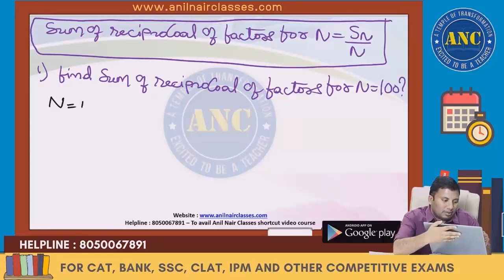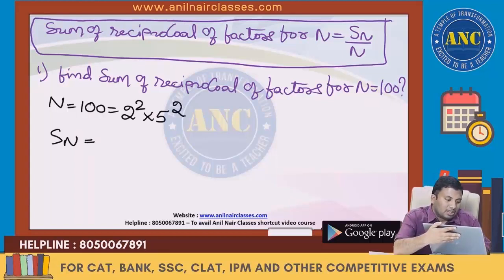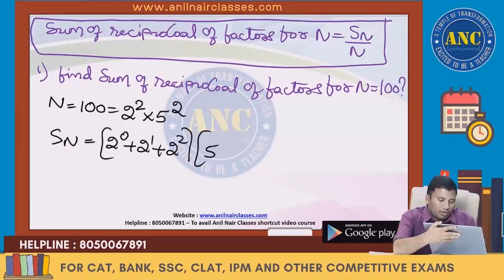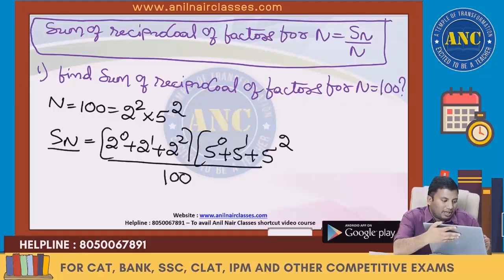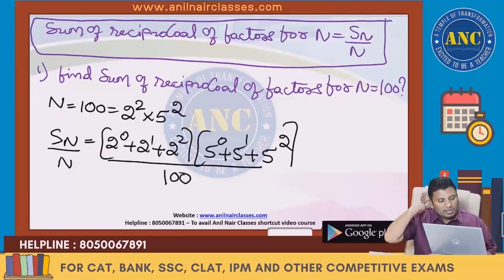n is nothing but 100. 100 is nothing but 2 square into 5 square. The sum of the factors is 2 power 0, 2 power 1, 2 power 2 into 5 power 0, 5 power 1, 5 power 2, divided by the number itself. This itself is the answer.